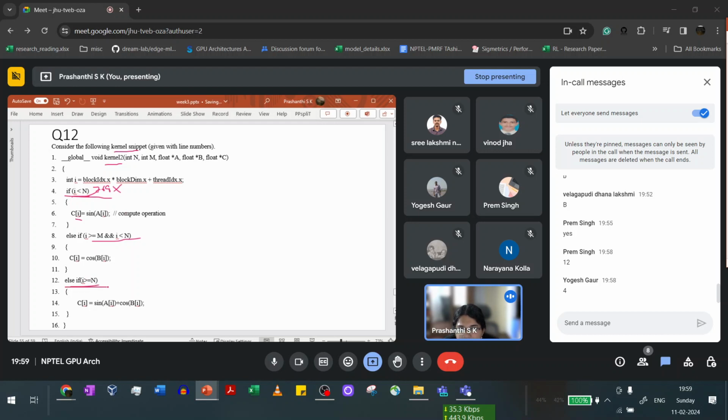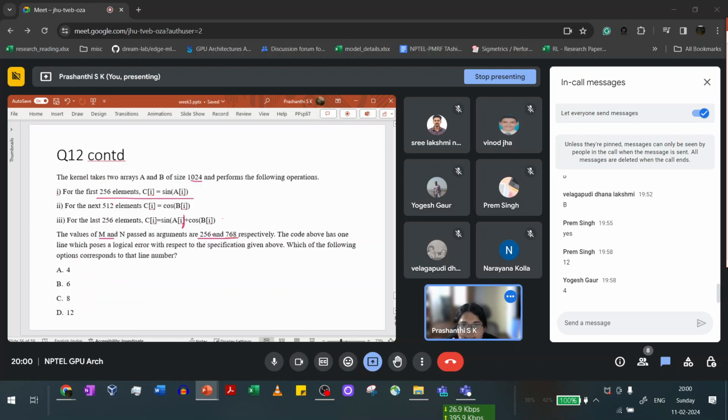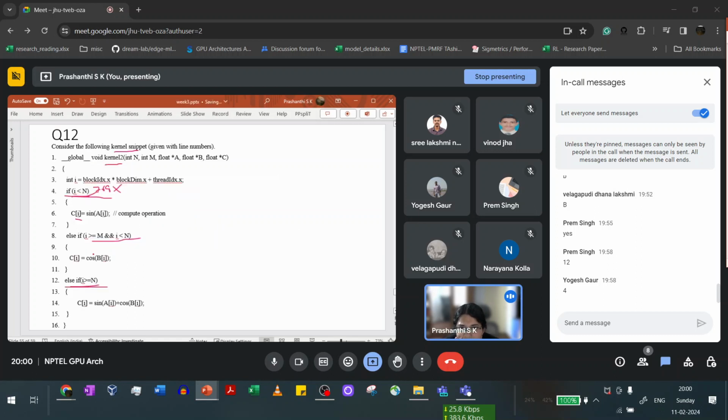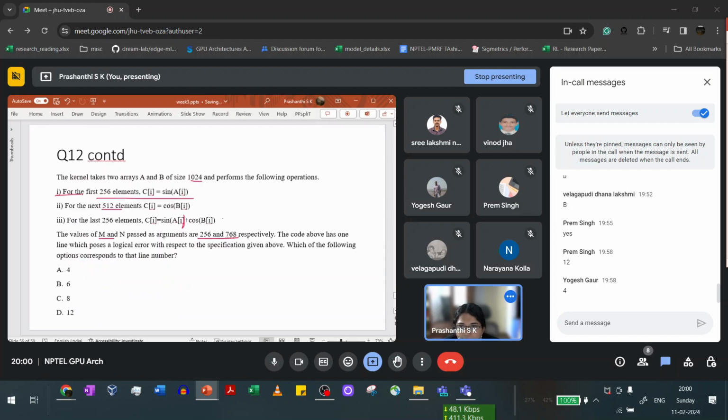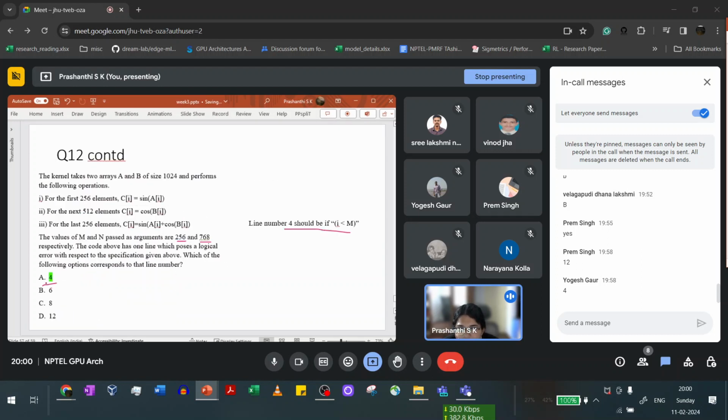And here, what happens after 768, which is basically the last 256, sine plus cos, is what you want. Greater than or equal to M, less than N, again greater than 256, less than 768, will be the next 512 that computes cos. So that is also correct. These two are correct. This part is wrong because it says I less than N, which does not map with what one wants to do. So the line number that's wrong is 4, and the correction would be I less than M. Is this clear now?